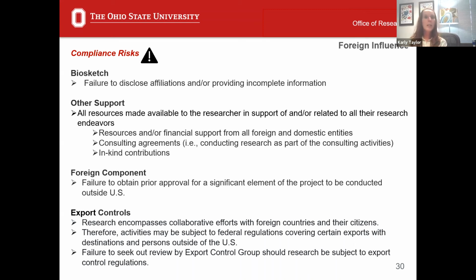So it's really important that if you are doing work with individuals outside the US, that you contact our export control group to talk about what you're doing and to ensure that we're in compliance, because there can be really huge fines if we are found to be in violation of any export control issues.